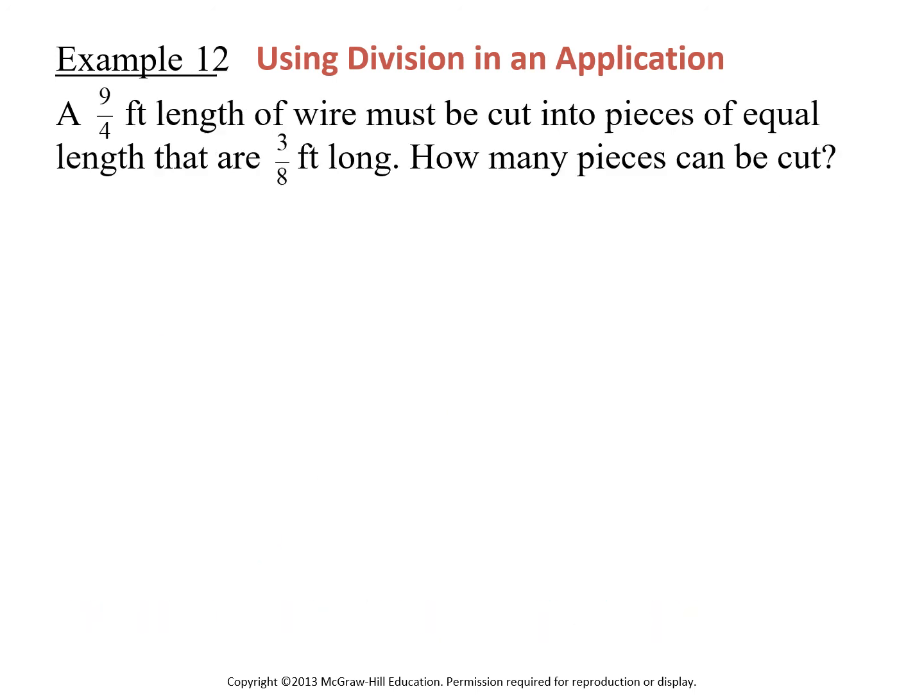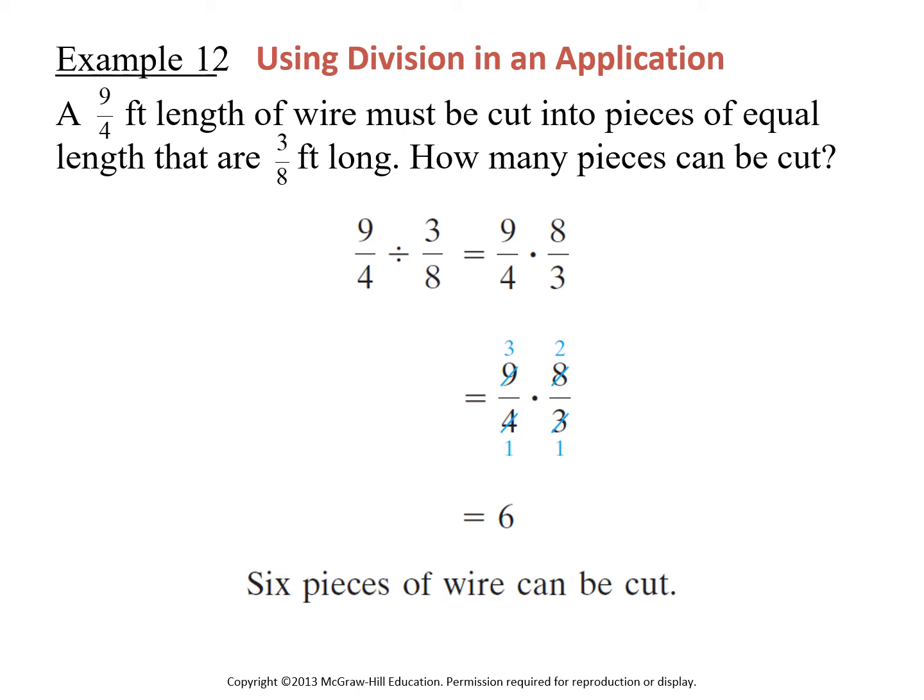A 9/4 foot length of wire must be cut into equal pieces of lengths that are 3/8 feet long. So how many pieces can be cut? We'll start with the total 9/4, and we'll see how many 3/8 pieces are in 9/4. And we'll again invert and multiply, and the answer is 6.